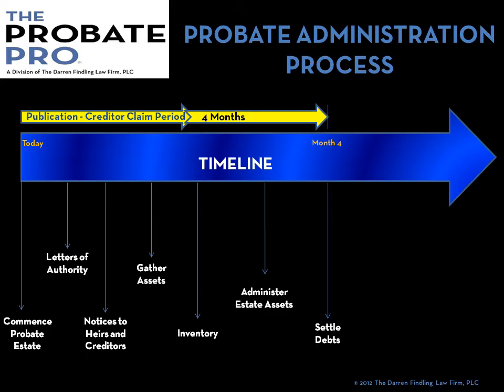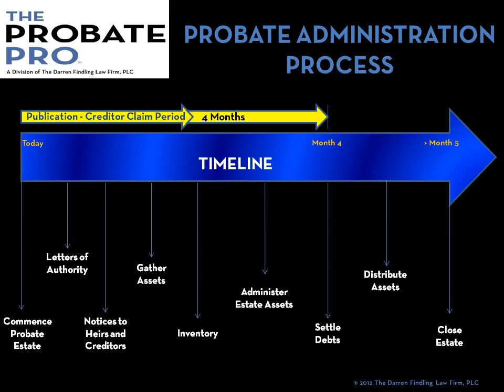Following the publication claim period expiring, the personal representative must settle any debts of properly presented claims that have been filed by any creditors. And then, of course, they get to distribute all of the remaining assets of the decedent pursuant to the will, and if there is no will, pursuant to Michigan's intestacy laws. And then finally, the estate gets to be closed.